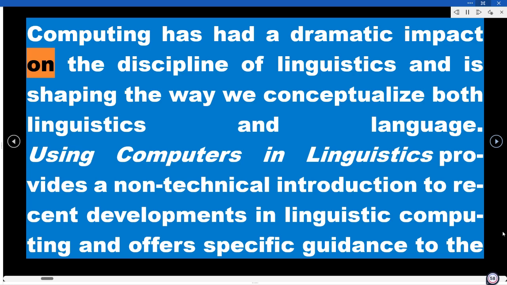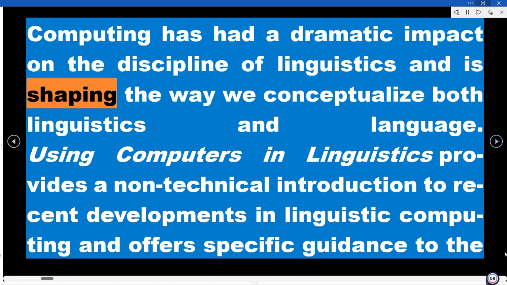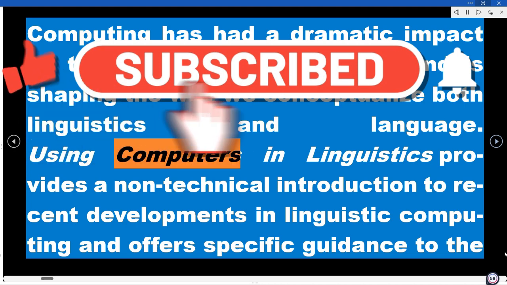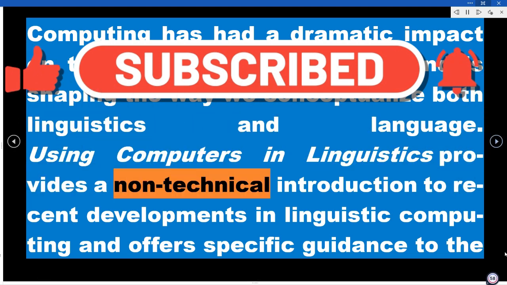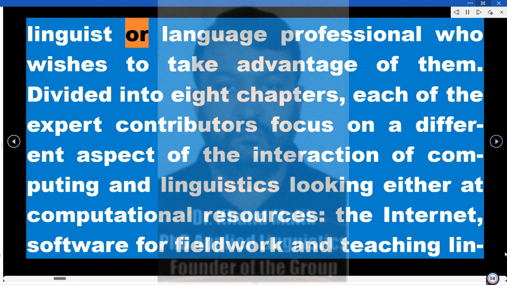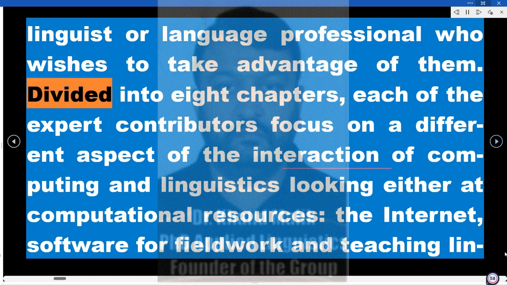Computing has had a dramatic impact on the discipline of linguistics and is shaping the way we conceptualize both linguistics and language. Using computers in linguistics provides a non-technical introduction to recent developments in linguistic computing, and offers specific guidance to the linguist or language professional who wishes to take advantage of them.